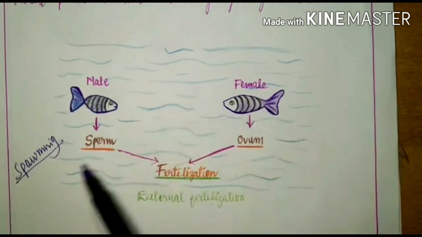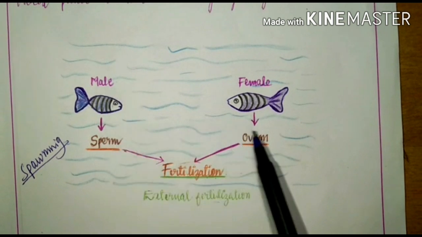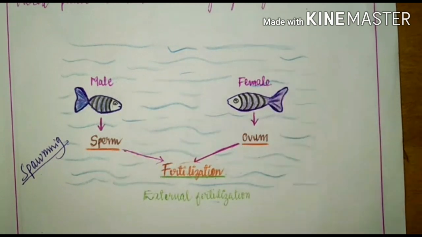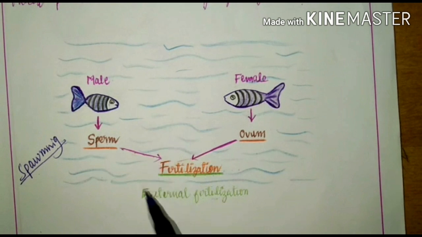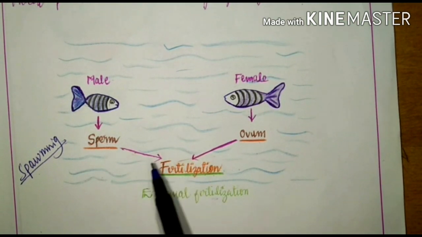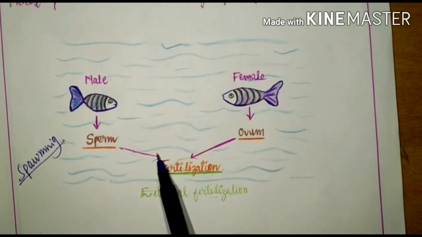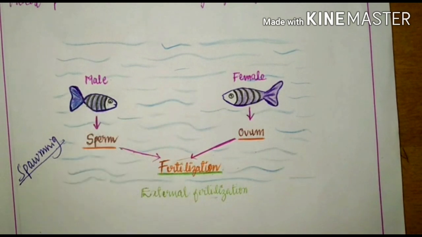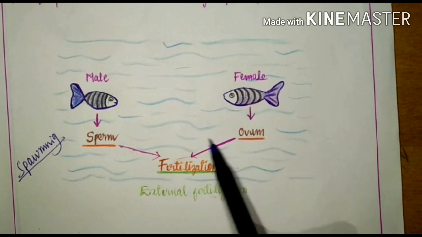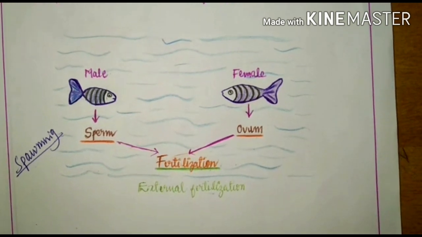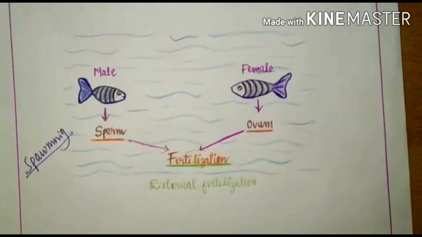After shedding, what happens is that the sperm of a particular species will come in contact with the ovum of that particular species. When the sperm meets the ovum, they will fuse together. So this fusion we call fertilization, right? This fertilization is taking place outside the body of the organism, in the external environment, right guys? So the name is external fertilization. So this is all about external fertilization.